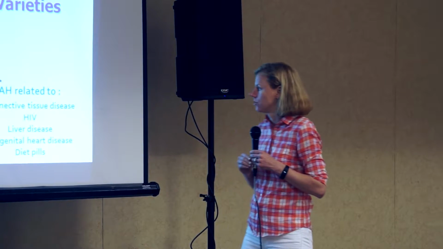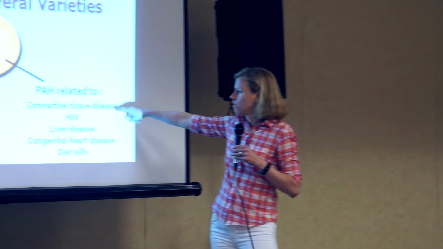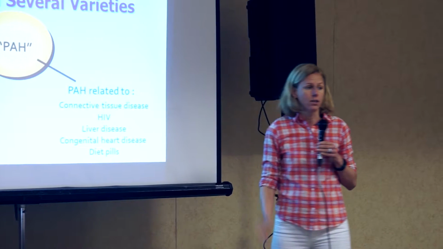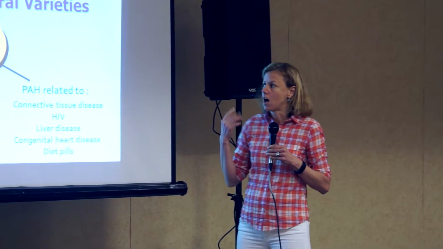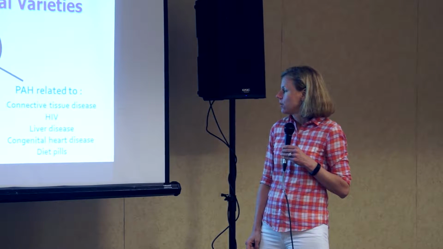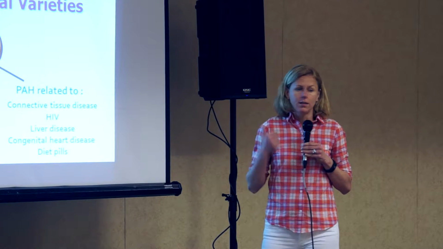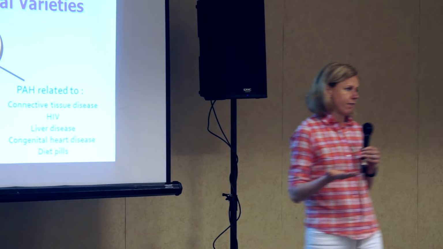pulmonary arterial hypertension. Sometimes it's pulmonary arterial hypertension related to connective tissue disease, so things like lupus or scleroderma or rheumatoid arthritis that you may have heard of can cause those kinds of changes in the blood vessels in the lungs. Other things that can do it are HIV, liver disease, congenital heart disease, and diet pills, specifically fen-phen that people took in the 90s, which is much less of an issue now, but was very common about 10 or 15 years ago.